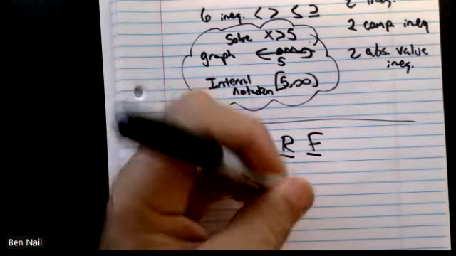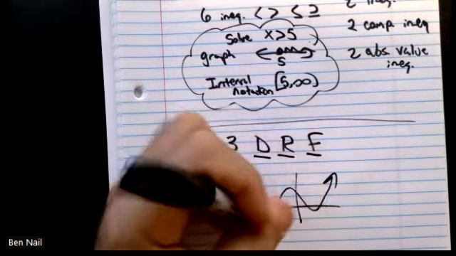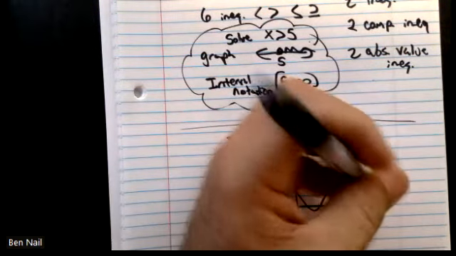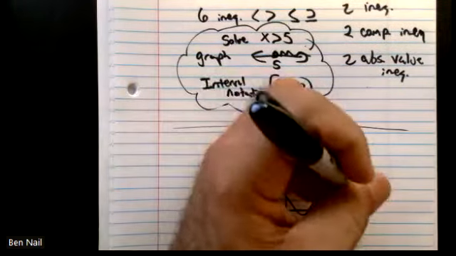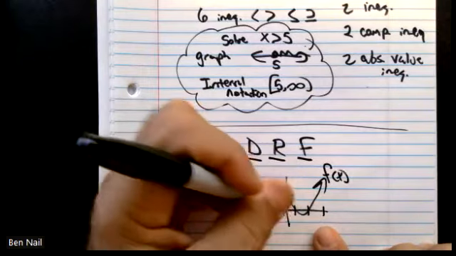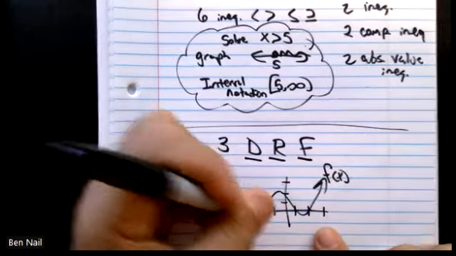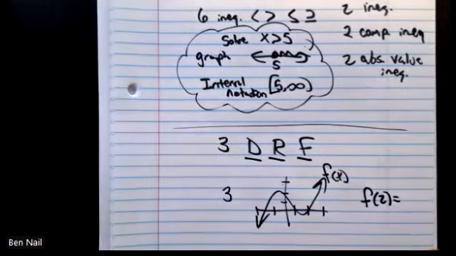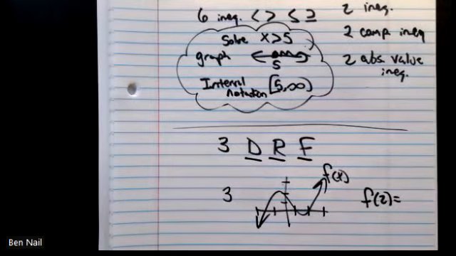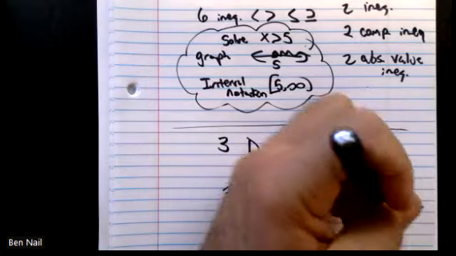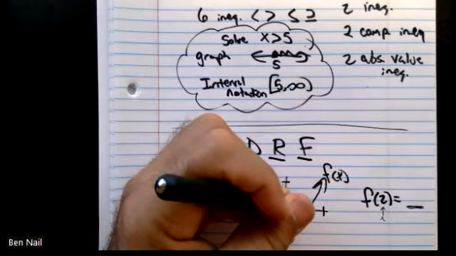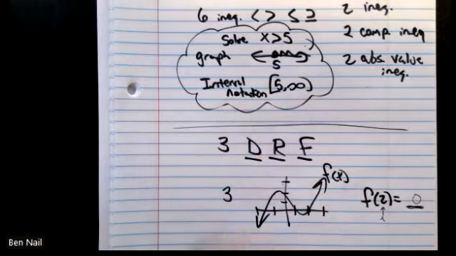There are 3 problems where if I give you a graph of some f of x, you should be able to tell me the input or the output. For example, if I said for this particular function, what is the f of 2? Remember, I'm asking what is the output when my x is 2? If my x is 2, I'm right on the x-axis. That means my y would be 0. That would be my output.